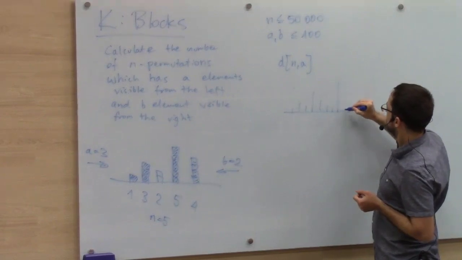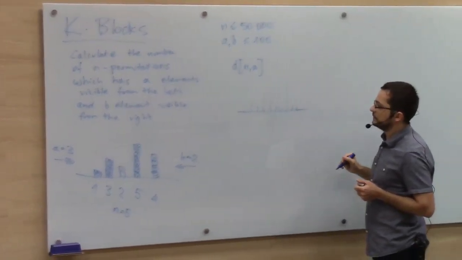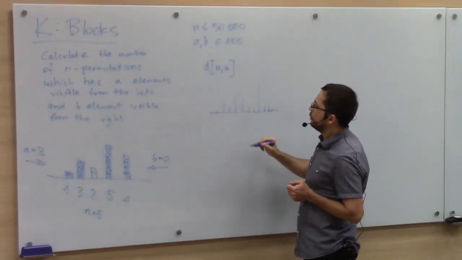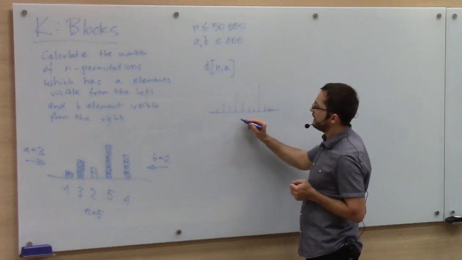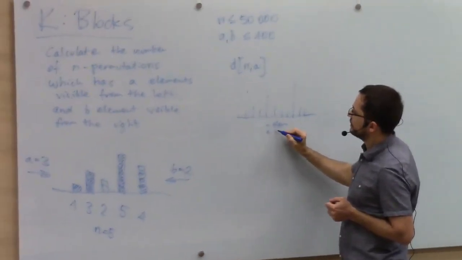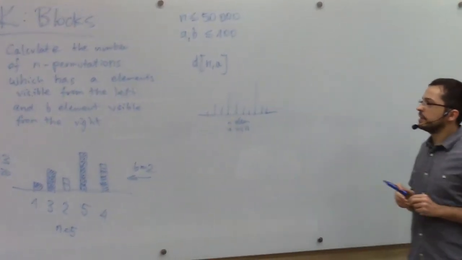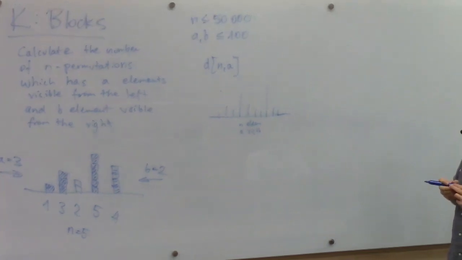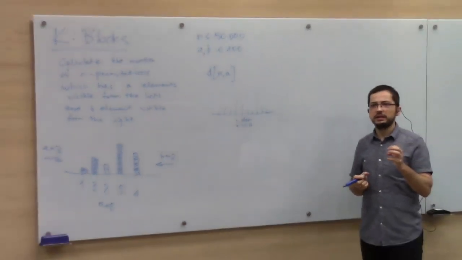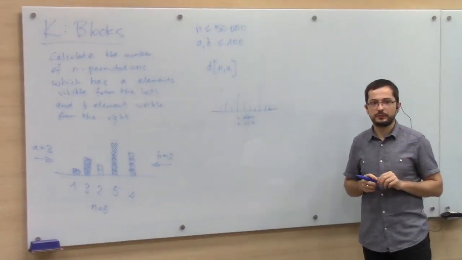So we are just writing this as heights. We have some permutation which has n elements and A elements visible from the left. So we can ask a question: where in this permutation is the smallest element? Like where is 1 in this permutation?